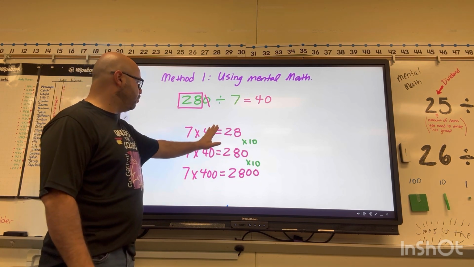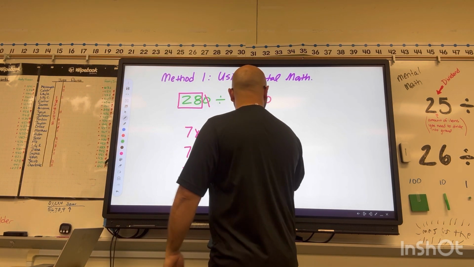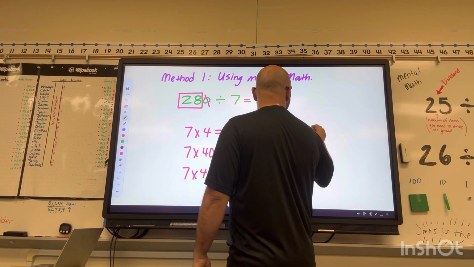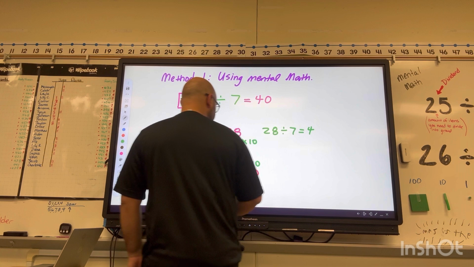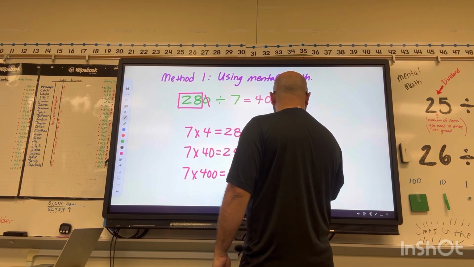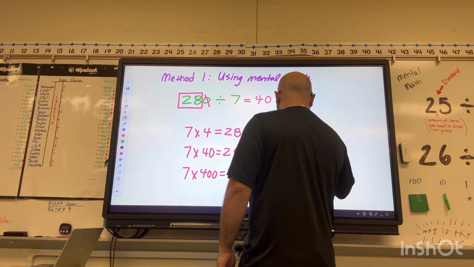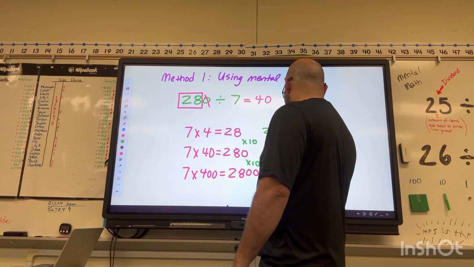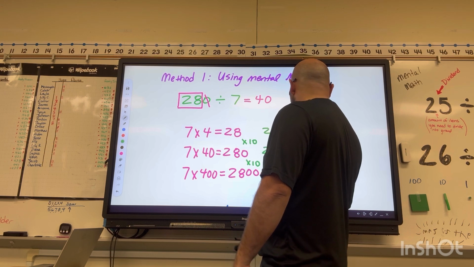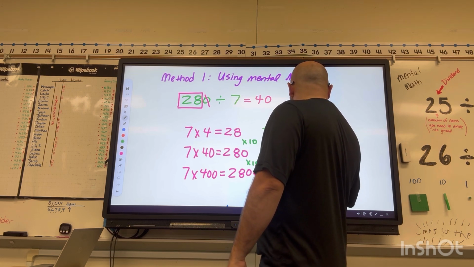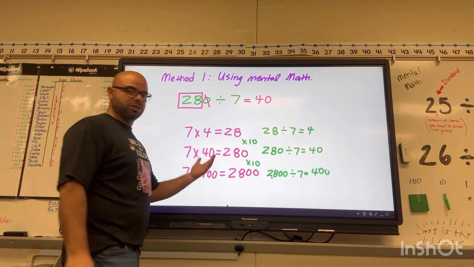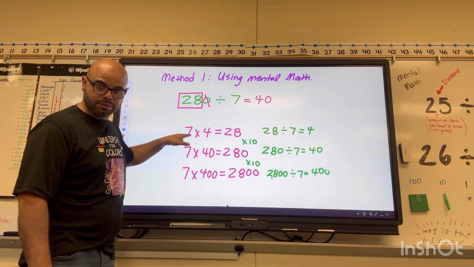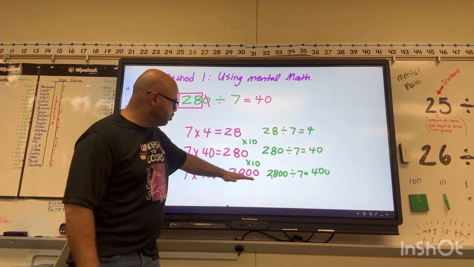So in reality, if you flip this, let's flip this here. Again, this is 28 divided by 7 will equal 4. 280 divided by 7 will give you 40. Then we have 2,800 divided by 7 will give you 400. Okay? Again, it's just the flip side. This is mental math. You're using your multiplication facts to figure out what the product is here.